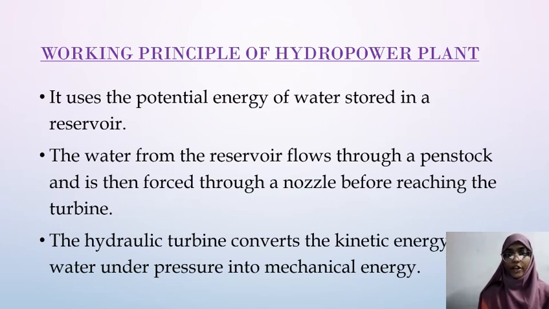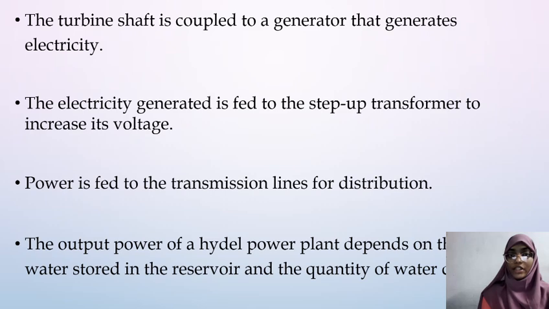Working principle of a hydropower plant. It uses the potential energy of water stored in the reservoir. The water from the reservoir flows through a penstock and is then forced through a nozzle before reaching the turbine. The hydraulic turbine converts the kinetic energy of water under pressure into mechanical energy. Then the turbine shaft is coupled to a generator that generates the electricity.